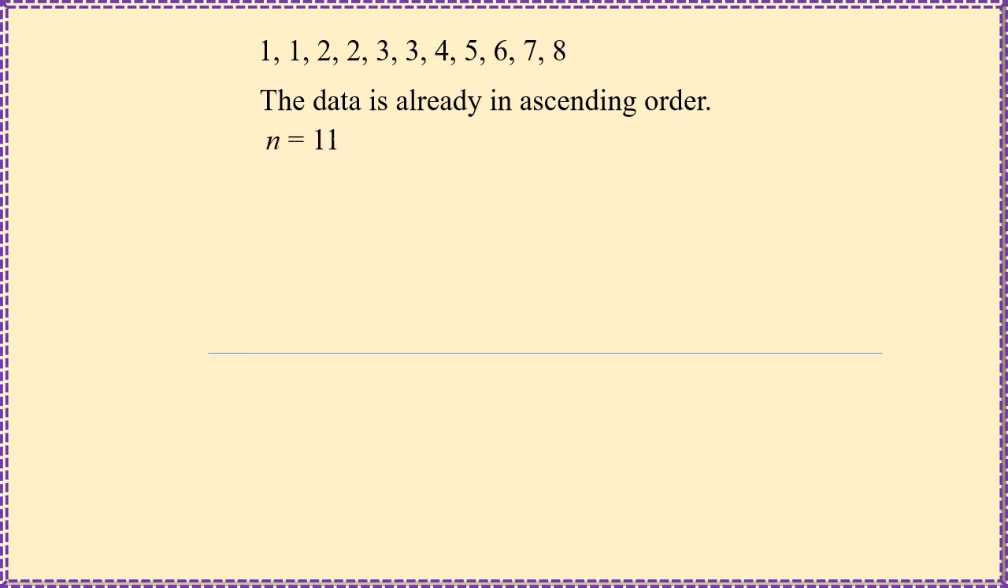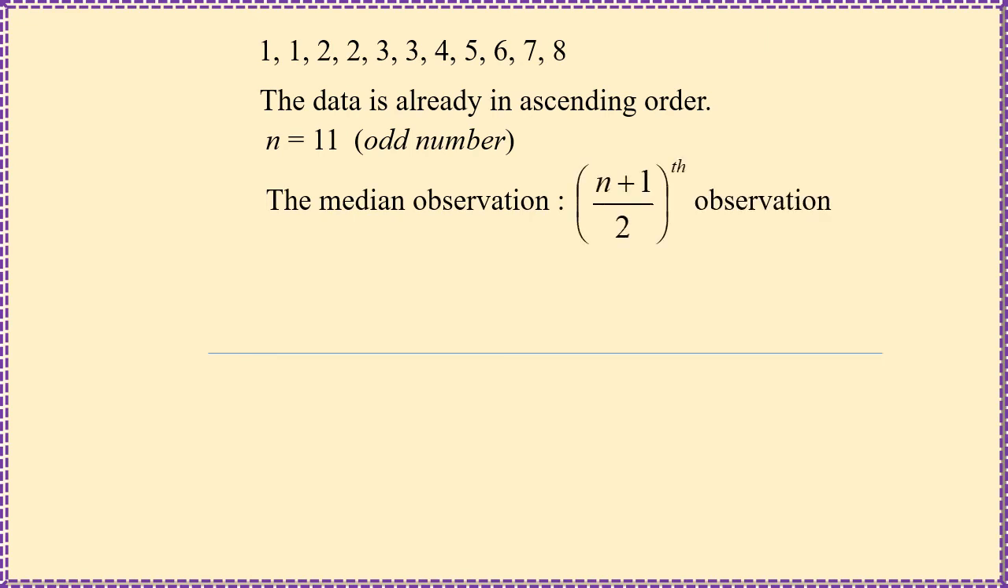And then for the median, the data is already in ascending order. Because we have n equal to 11, so we have an odd number. So we just have to find the n plus 1 over 2 observation. So n equal to 11 plus 1 equal to 12 divided by 2 is equal to 6. So the 6th observation, 1, 2, 3, 4, 5, 6, which is equal to 3. So the median is equal to 3. So 3 is the 6th observation.